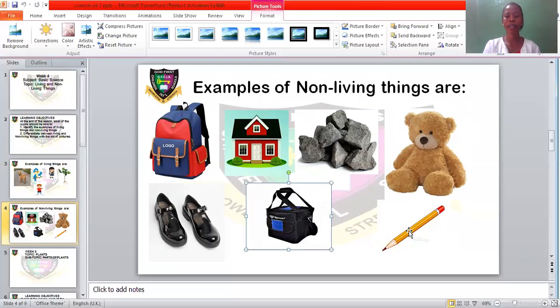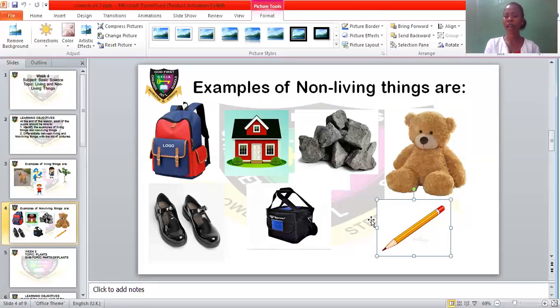Let's look at the next one. This is a picture of a what? Yes, a picture of a pencil. You all have a pencil that you use to write. Can your pencil talk? Can your pencil eat? No. Can your pencil move? No. Can it see? No. So your pencil is an example of what? Non-living thing.